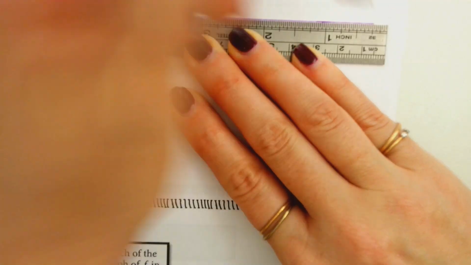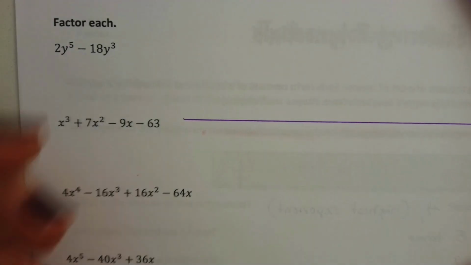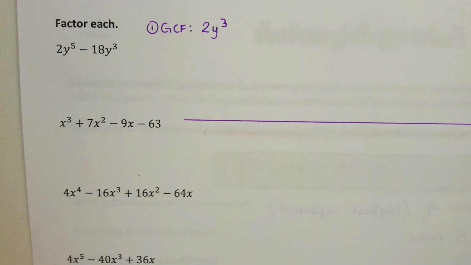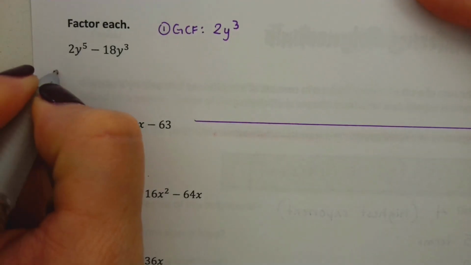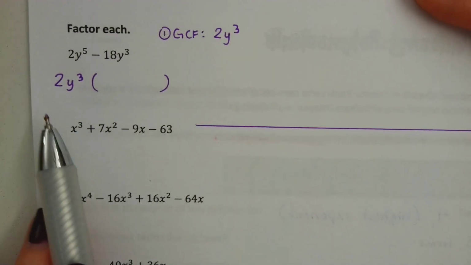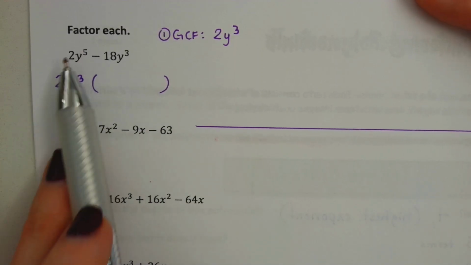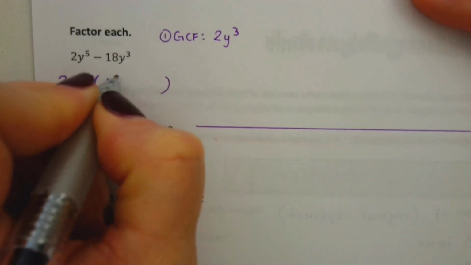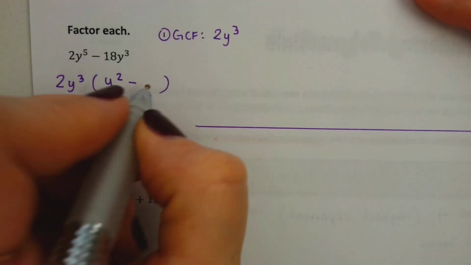First thing I want to check for, is there a big GCF I can take out on this first one? Yes, there is. What is the big GCF? 2y cubed. Now, just because we're taking it out, it is still one of our answers, so don't lose it. Okay, we're going to divide both by 2y cubed. 2y to the 5th minus 2y cubed, what does that become? Y squared. Minus 18y cubed divided by 2y cubed is 9.